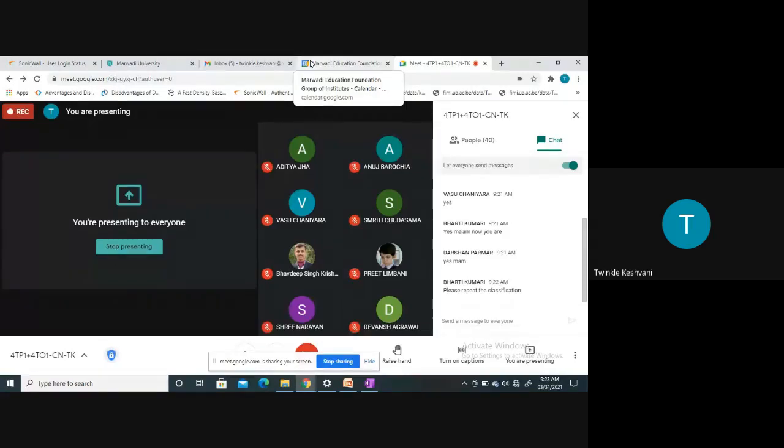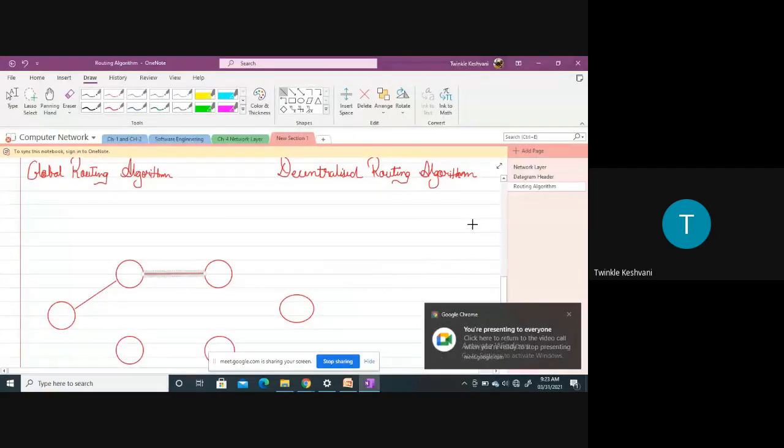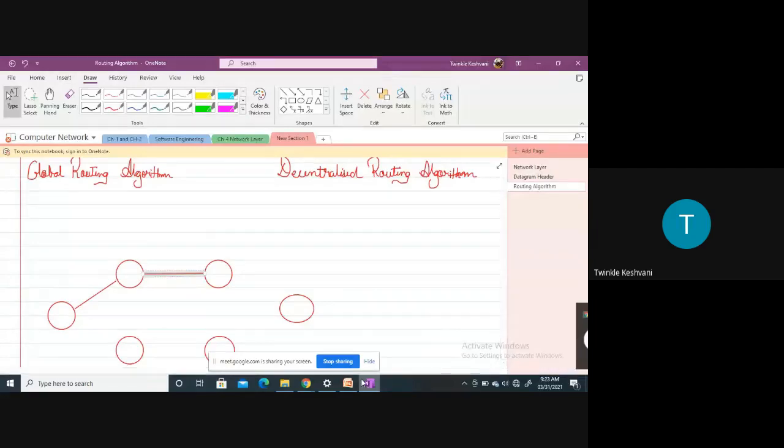Next is decentralized routing algorithm. So decentralized में क्या होगा? We can say that if I say about this graph abstraction, I have drawn this graph. So let me just explain this graph. Just wait.